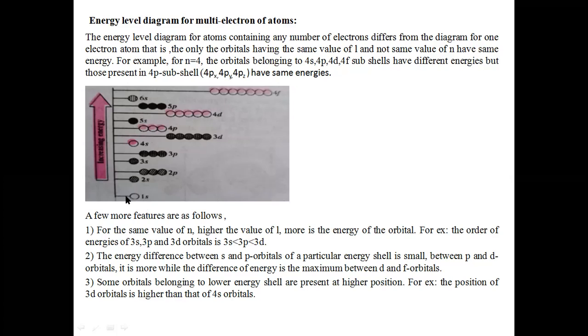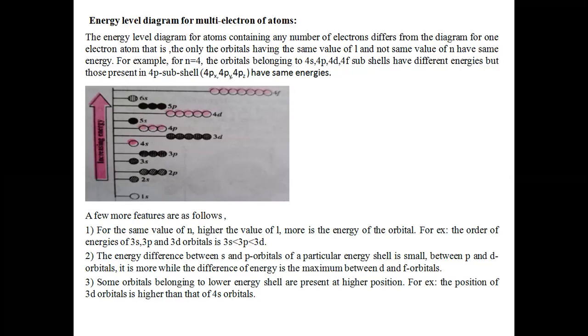Before this, see the diagram. The 1s subshell is at the lowest energy level. 2s has more energy than the 1s subshell. Then 2p has more energy. Then 3s, 3p, 4s, 3d. Then 4p, 5s, 4d, 5p, 6s, and 4f. This order of the energies you have studied in the rules for filling the atomic orbitals.